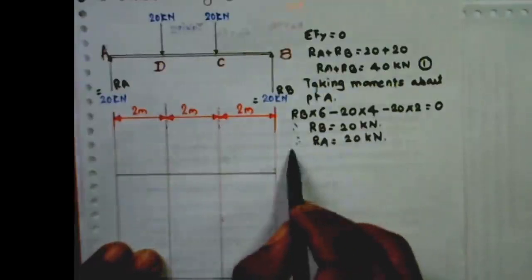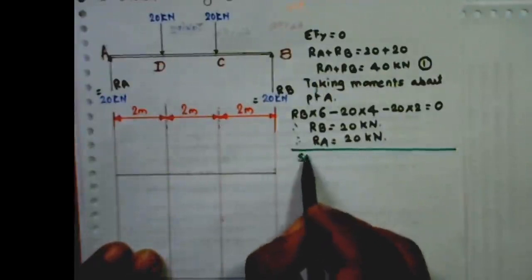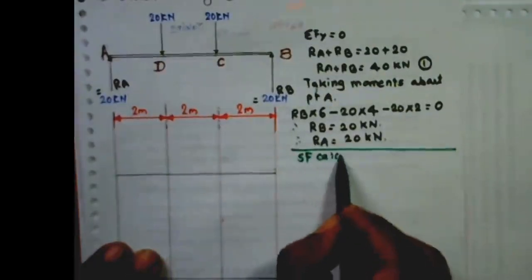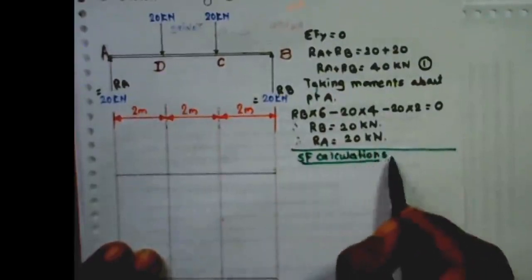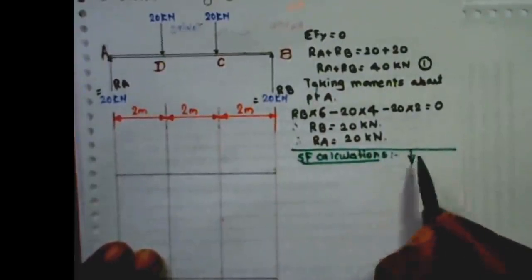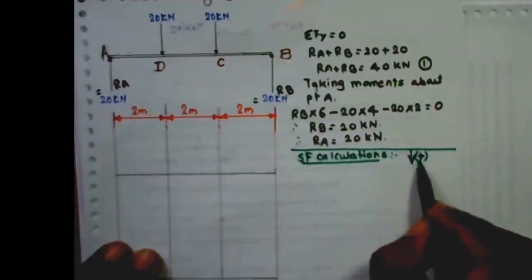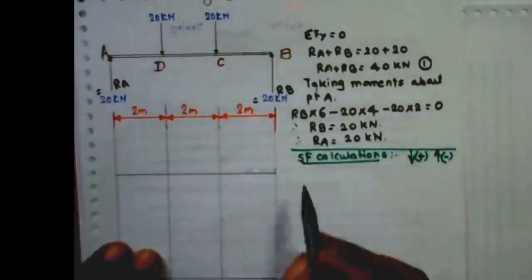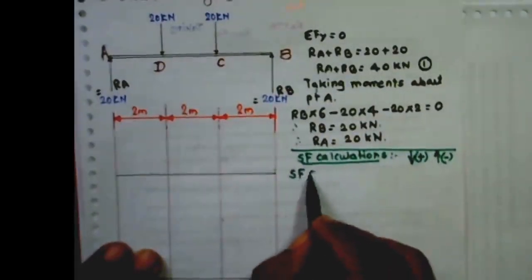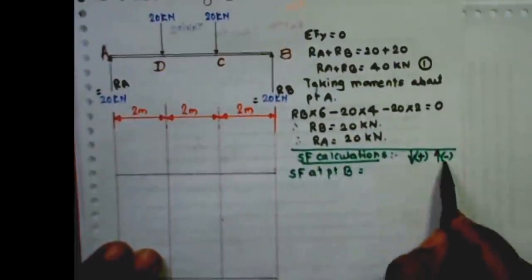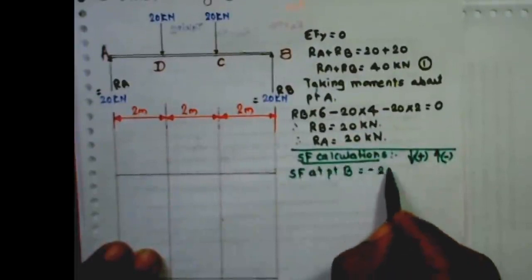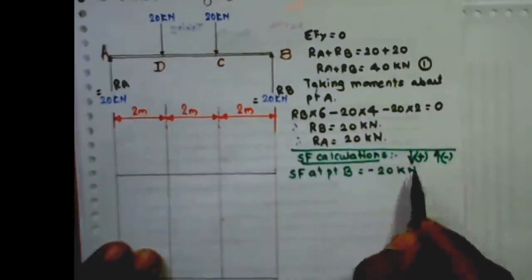Now we will do the shear force calculations. To calculate the shear force, first we have to decide the sign conventions, and as per our convention, downward force is positive and upward force is negative. So the shear force at point B, which is acting in the upward direction, we have to use the sign convention minus 20 kilonewton. 20 kilonewton is acting in the upward side.